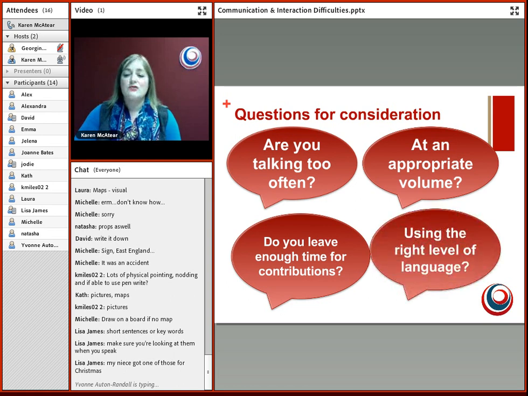Are we using the right levels of language? Again, going back to our four key words, removing all the flowery language out of the way. It's not necessary. We're trying to help young people and children who have a communication difficulty to learn how to communicate more effectively. So using the right level of language for their age and their stage of development.